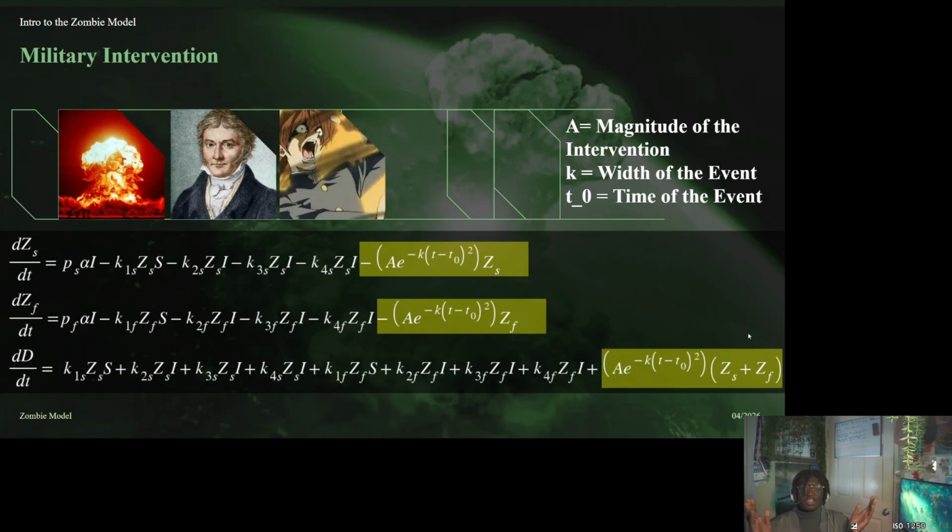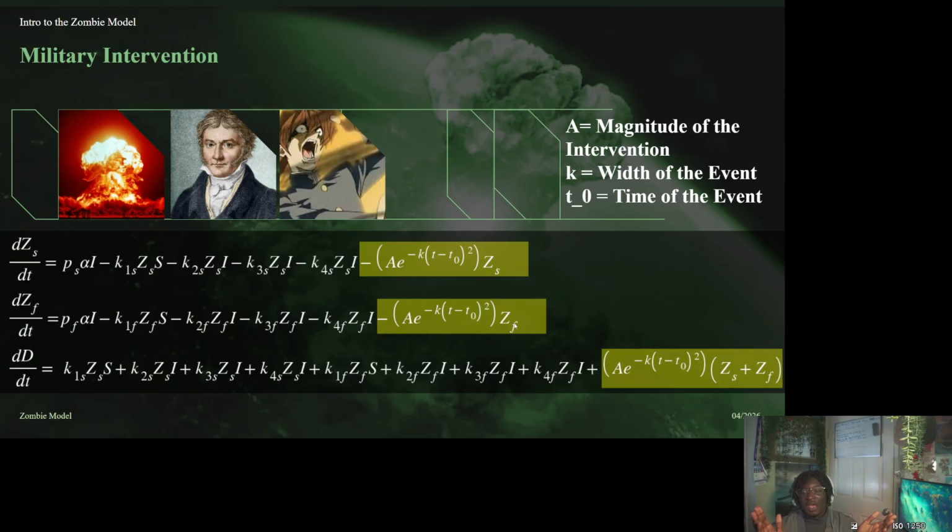So what does military intervention look like? This is a fun one. So we model military intervention as a Gaussian. You can see that we multiply that Gaussian by the group, right? In this case, it's slow zombies. In this case, it's fast zombies.